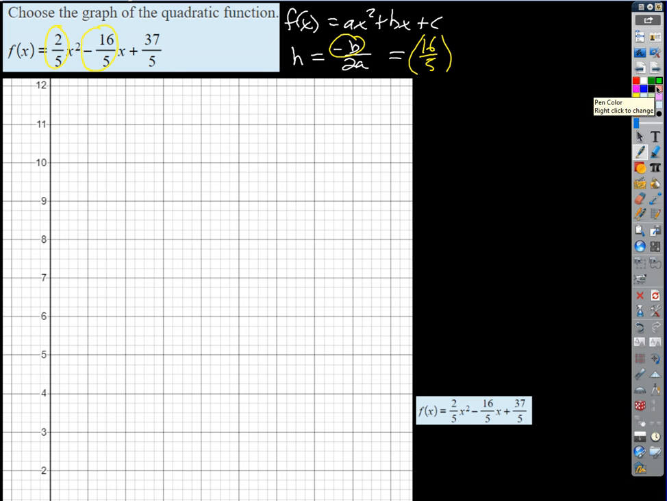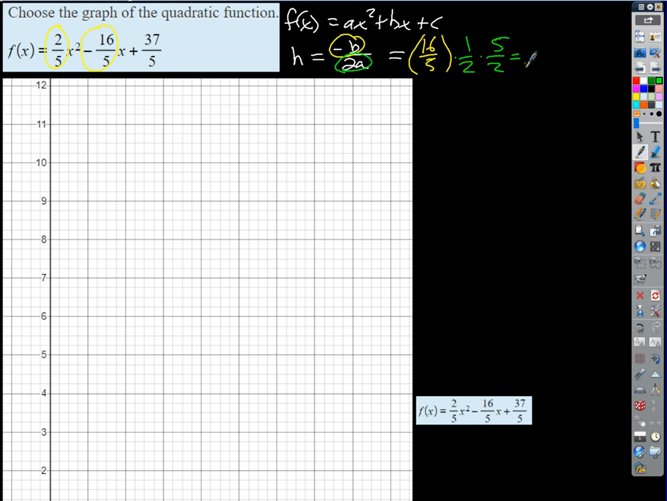Everybody agree? 1 over 2a. How can we deal with the 1 over 2a? Well, 1 over 2 is just 1/2. And then 1 over a is just the reciprocal of a. That's the reciprocal of a, 5/2. Anybody see how I got that? There's negative b, there's my 1/2, and there's my 1 over a.